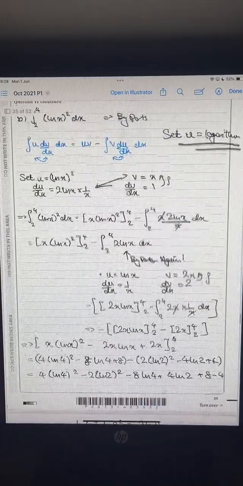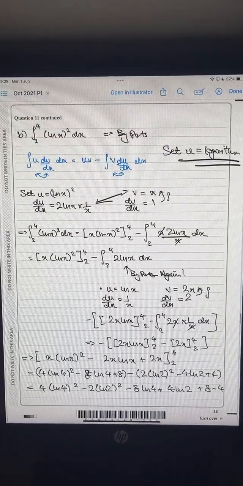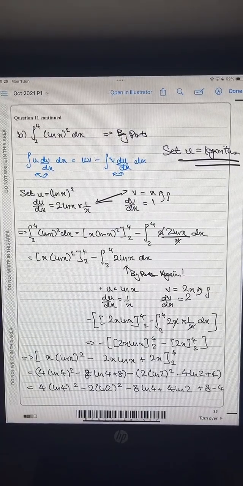So this is what you would do for part B. The only integration part is the thing on the page, and then it's about cleaning up logs at the end. Hopefully that makes sense.